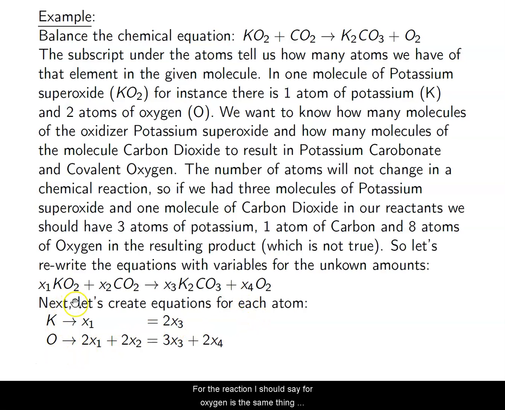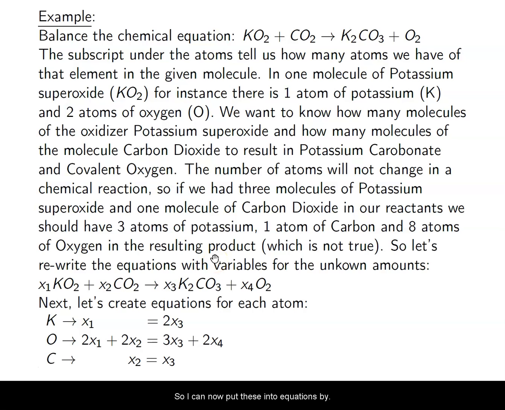For oxygen, it's the same thing. So there's going to be 2 times x1 oxygens plus 2 times x2 oxygens from the carbon dioxide. And then I'm going to have 3 times x3 from the potassium carbonate. And I'm going to have 2 times x4 from the covalent oxygen. So for carbon, I'm going to have just x2 of them on this side of the equation, and x3 of them on the resultant side.